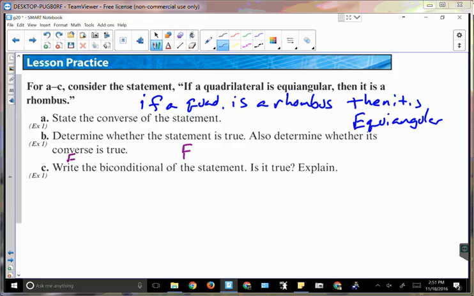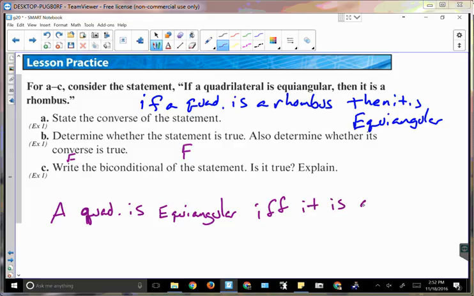So now when it comes to writing the biconditional statement, and we can write the biconditional statement, that's not a problem. We just write it as: quadrilateral is equiangular IFF, if and only if it is a rhombus. Okay?